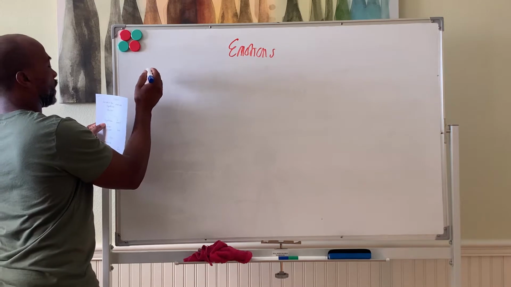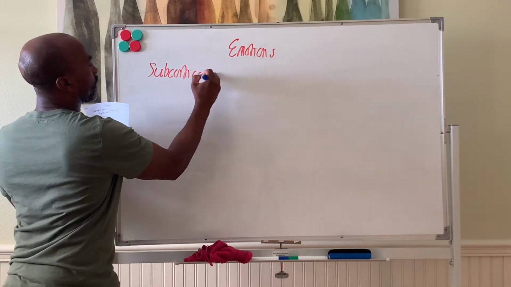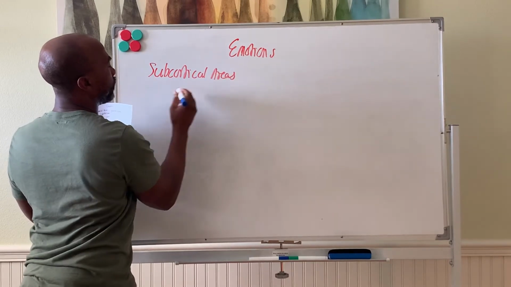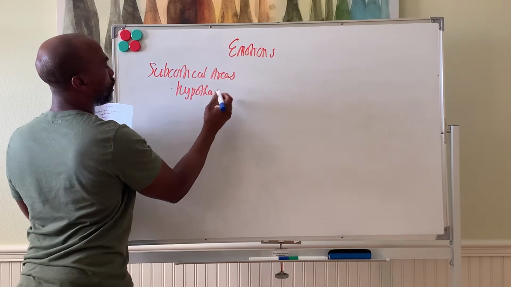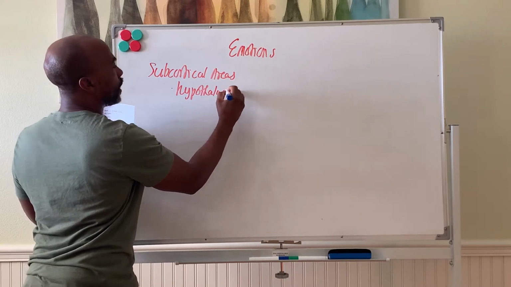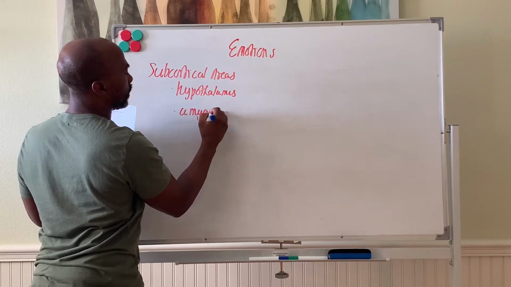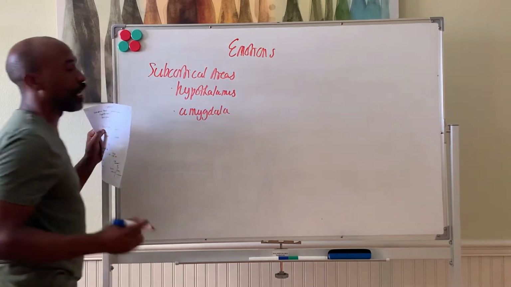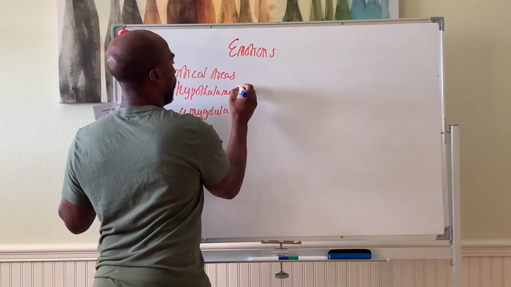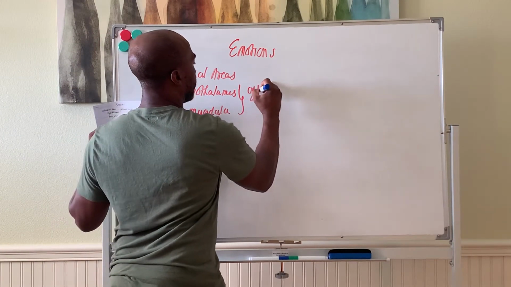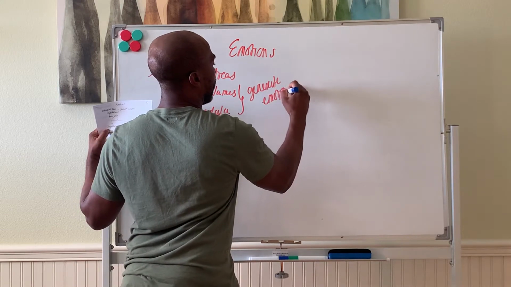So the way it works is this: your subcortical areas of the brain, things like your hypothalamus. I'm going to mention these two: hypothalamus and the amygdala. These areas will generate the emotions. Okay. So these areas generate emotions.